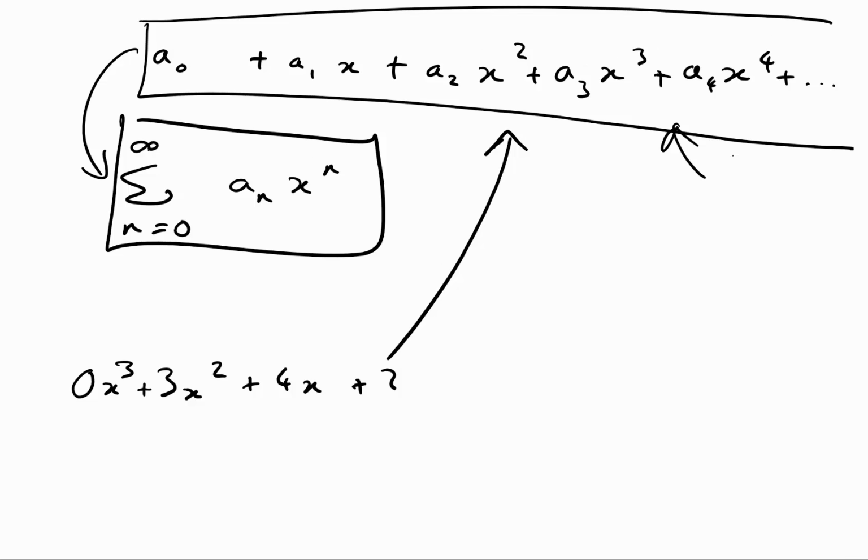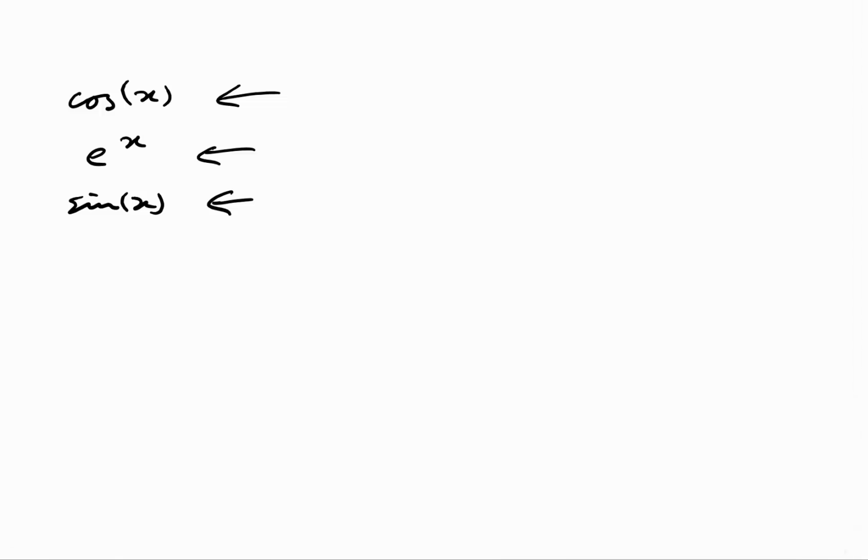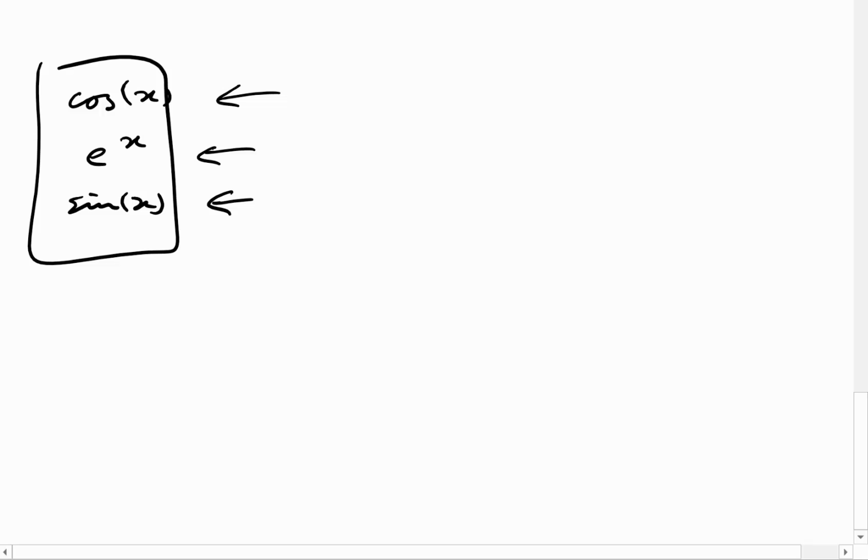That's fine. But you may be saying, well, what about something like cos x, or something like e to the x, or something like sine x? You say, well, hang on a minute, that's not written as a power series. That's not written in ascending powers of x. Well, actually, I don't know whether you've watched my video on Taylor series, but you can actually write these things as a power series using something called the Taylor series expansion.